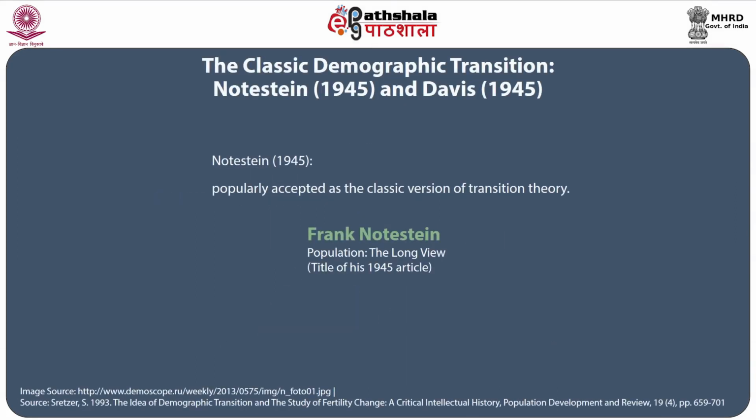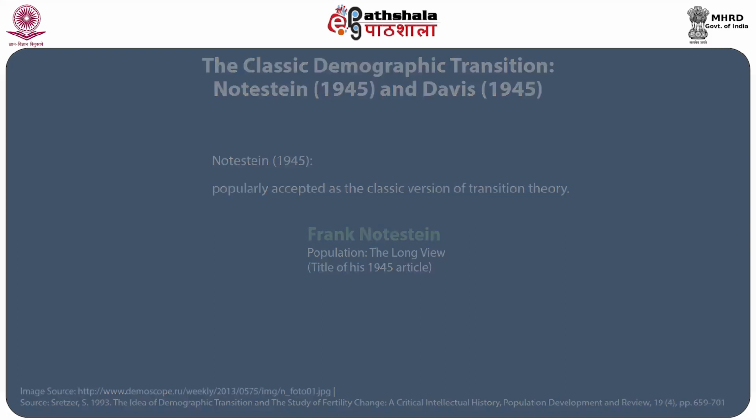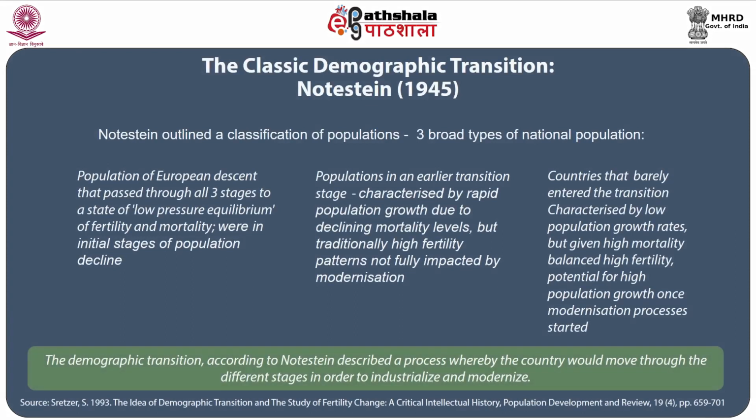The classic demographic transition postulated by Notestein in 1945 and subsequently Davis in 1945 has brought out what popularly acted as the classic version. So, in this regard, looking at the prospects of world population, similar to Landry and Thompson, Notestein outlined a classification of populations. According to him, there are three broad types of national populations.